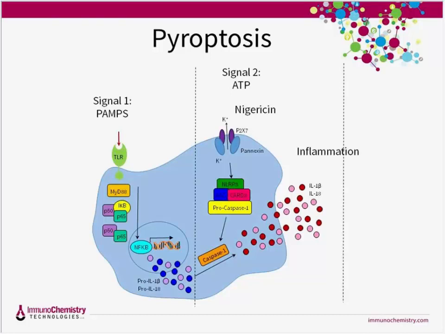However, its expression is increased after this activation. The second signal is triggered by an ionic perturbation in the cell, such as the efflux of potassium ions, and this is caused by the purinergic P2X receptor, which is a ligand-gated ion channel that opens in response to binding of ATP. So once this second signal occurs, this results in assembly of the NLRP3 inflammasome, caspase-1 activation, and IL-1 beta and IL-18 secretion, triggering this inflammatory response.